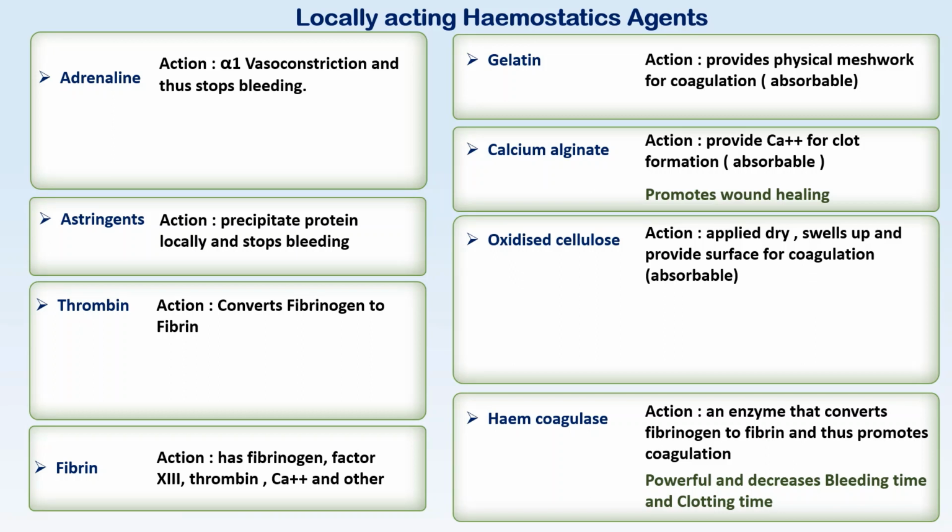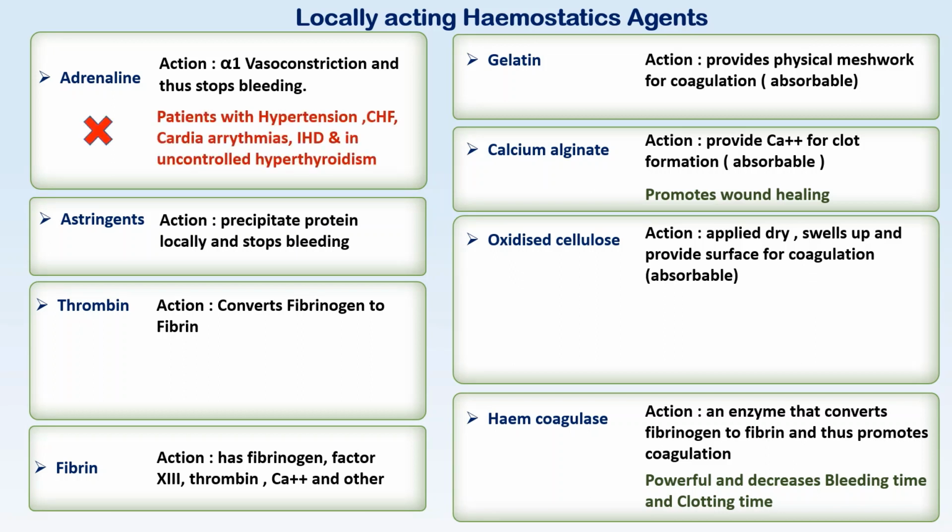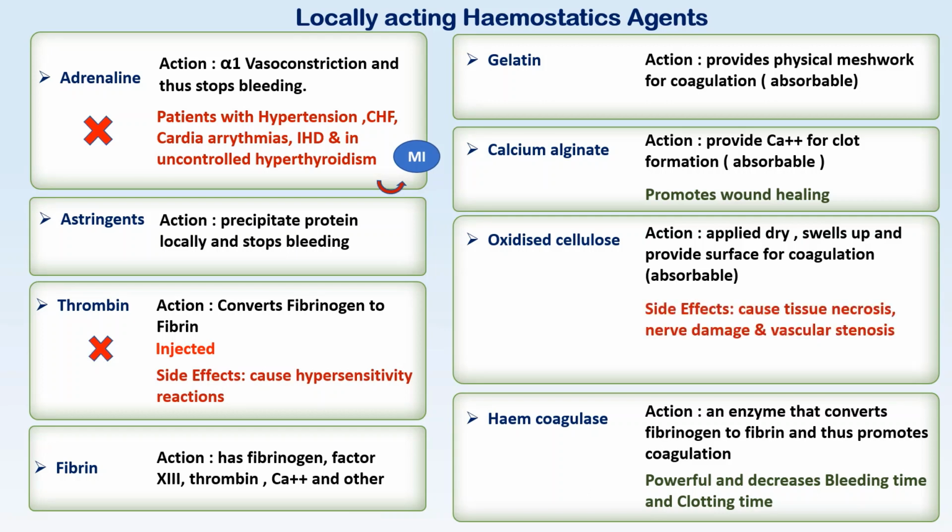Now about the contraindications. Adrenaline should not be given in patients with hypertension, arrhythmia, angina and even in ischemic heart disease because it will precipitate myocardial infarction. And thrombin should not be given as injection. Now about the side effects of these locally acting agents, thrombin will cause a hypersensitivity reaction and oxidized cellulose will cause tissue necrosis, nerve damage and vascular stenosis. And this oxidized cellulose is used where ligation is not possible.